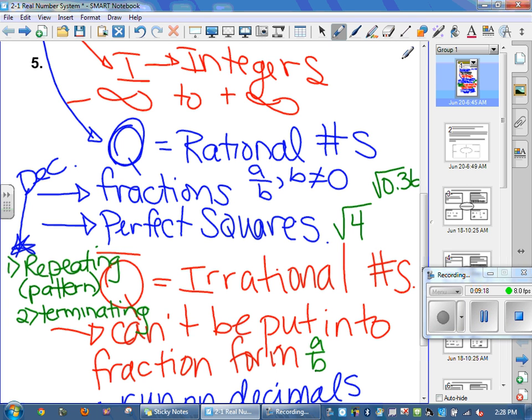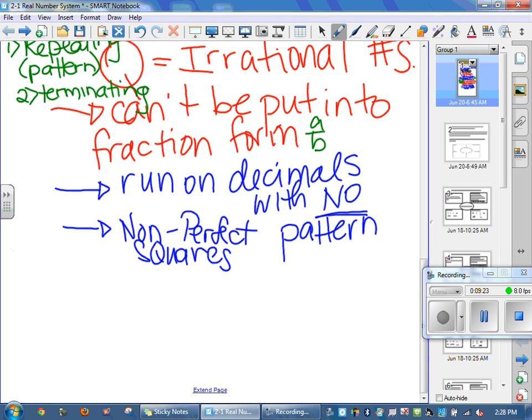Okay? If on the bottom here I go down into the irrationals, non-perfect squares, if I go root 7 and you type root 7 into your calculator, it's going to fill your entire calculator screen. How come? Because it's a run-on decimal. The calculator automatically rounds the last number, so it looks like it ends, because the calculator can't keep going on forever. An example of a run-on decimal that never ends is pi.